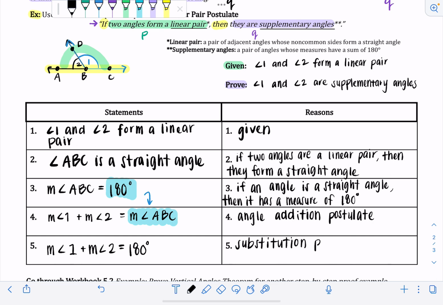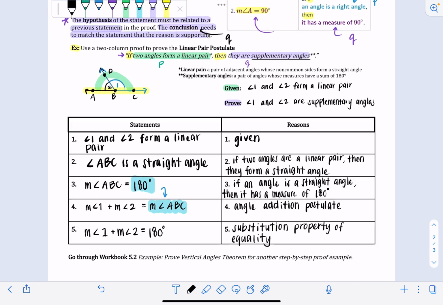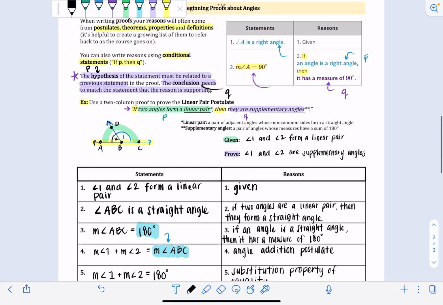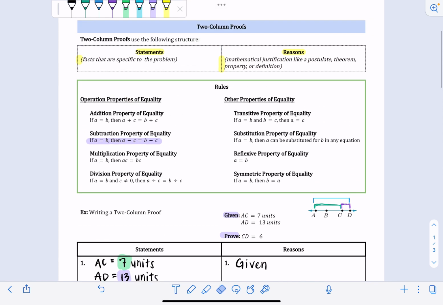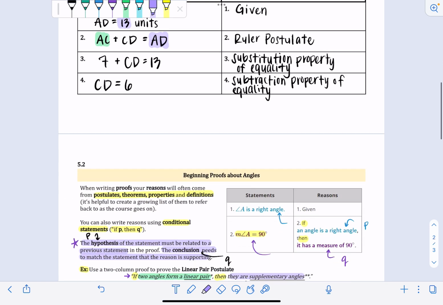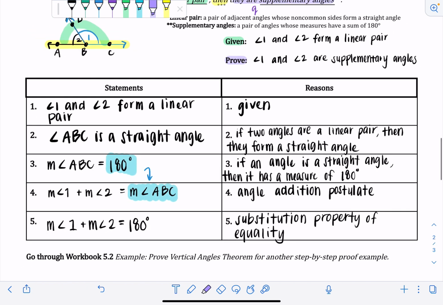So, substitution property of equality, and this one was at the beginning of these notes. It was in that box up above. I'll zoom out really quick. So substitution property of equality was all the way up here. If A is equal to B, then A can be substituted in for B in any equation. So down here we're saying that the measure of angle ABC is equal to 180 degrees. So that means I can take that 180 degrees and substitute it in for the measure of angle ABC.